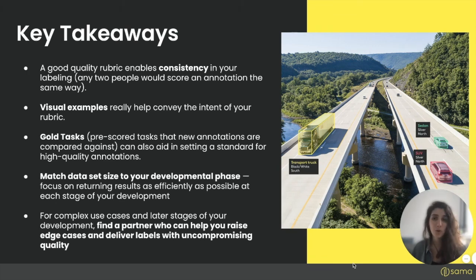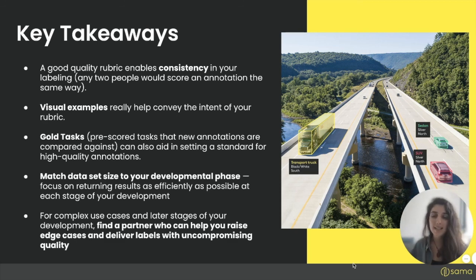All right, so key takeaways. A good quality rubric enables consistency in your labeling. So again, it enables 2 people to score the annotation the exact same way. Visual examples are really, really important to help convey the intent of your rubric, so you can easily train new annotators on how they should be labeling and what the specific edge cases are that they should be looking into.